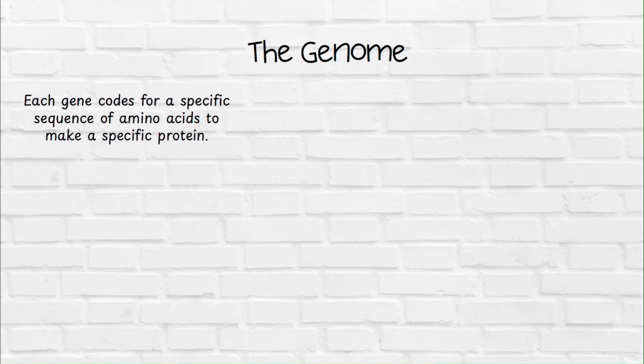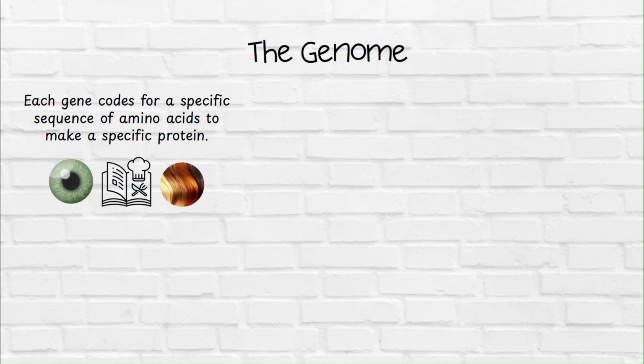Each gene codes for a specific sequence of amino acids to make a specific protein. Think of it as a recipe book for the protein that makes your eyes a certain colour, or that makes you blonde, brunette or ginger. This also links to cell division, so it's important to be aware of the chromosome and its features and how the gene is on the chromosome and that impacts your characteristics.